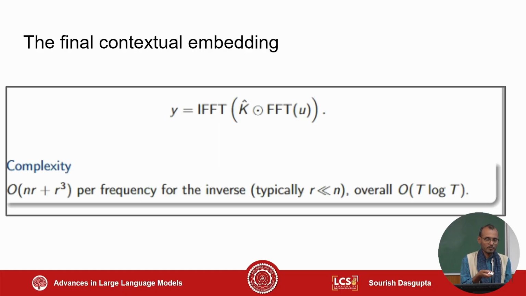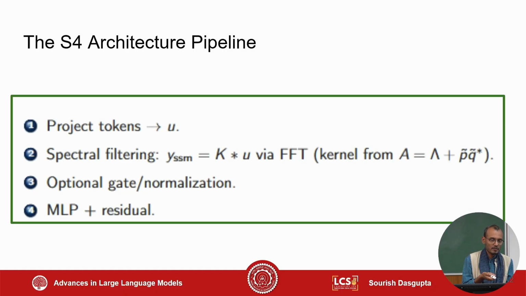So the final contextual embedding would be this, and the S4 architectural pipeline is, you first do the U, you do a spectral filtering, which is using the FFT, but this time you are using the kernel as the A equals now the Lambda, which is the diagonal matrix. You're just using the diagonal matrix plus the low rank, and then you may have a gate or some normalization, layer norm, batch norm, and so on, and then you finally apply a head and a residual.